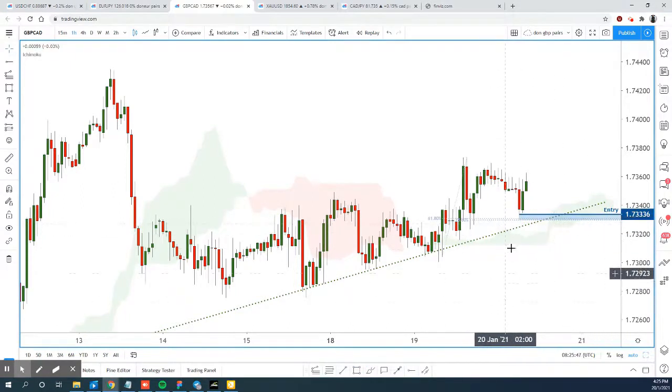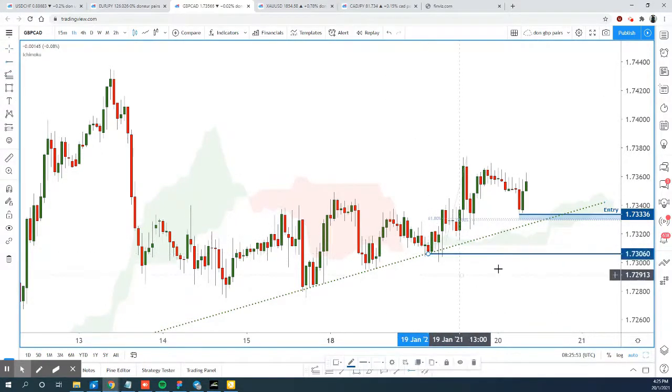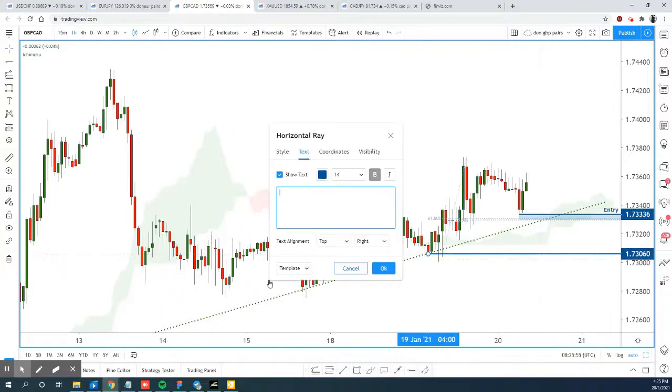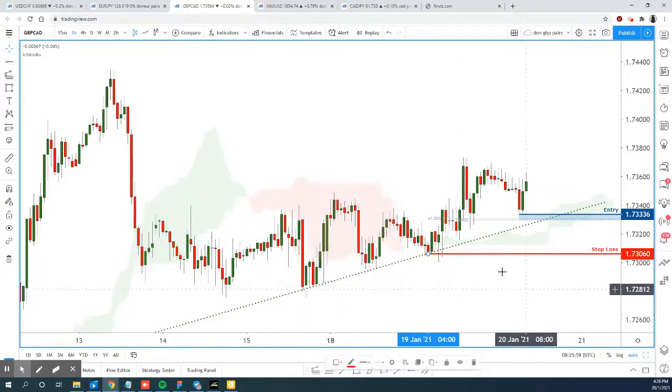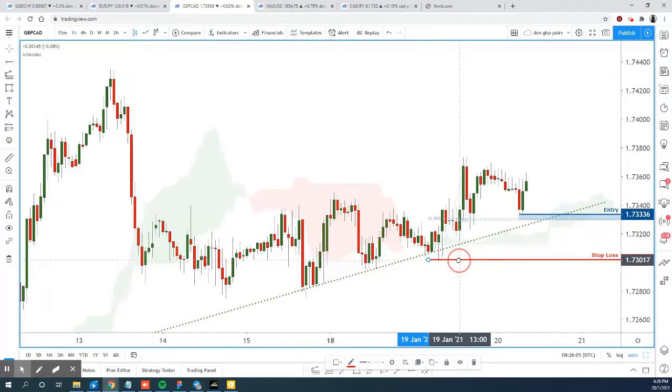So once we have our entry level settled, we can now look at our stop loss. For the stop loss, what I will do is put it here, change that for you, stop loss. So this is quite a good level where we can put our stop loss. You can see that price also reacted off here, it is a swing low. What I would do is put the stop loss slightly further.